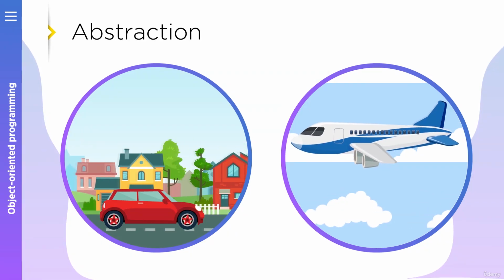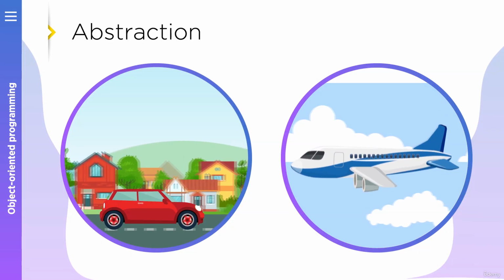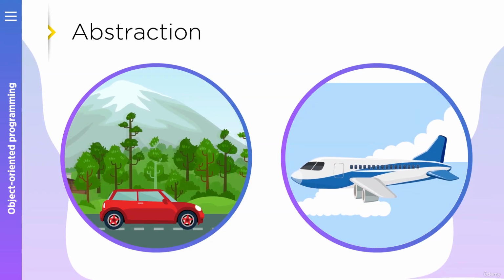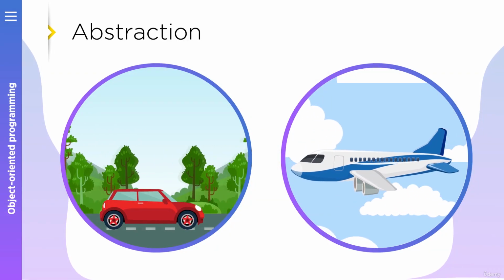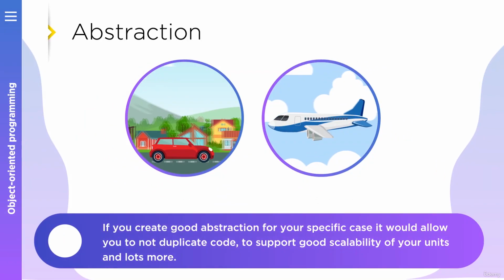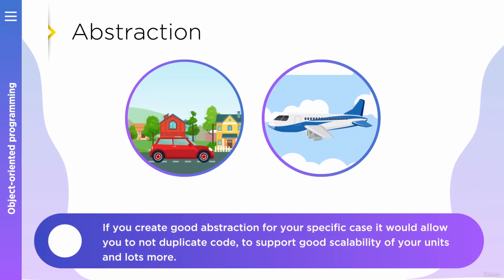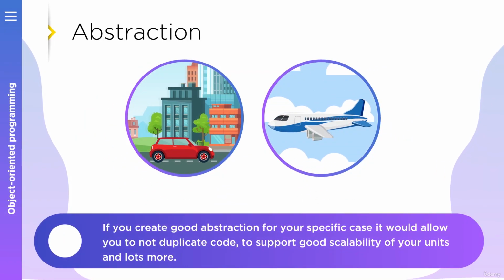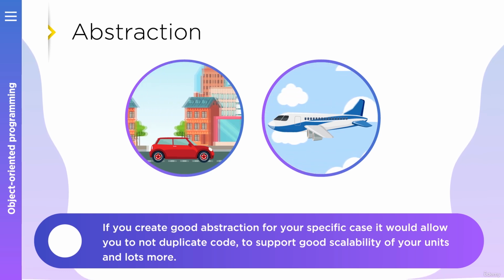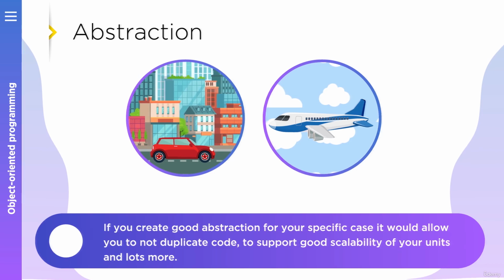You are trying to come up with an abstraction which should be enough to differentiate a car and a plane. Create an abstraction which works best for your business needs. It is not an easy thing to do. But if you create a good abstraction for a specific case, it would allow you to not duplicate code, to support good scalability of your units and lots more. This principle is a very important one, and it requires time to use it in the right manner.